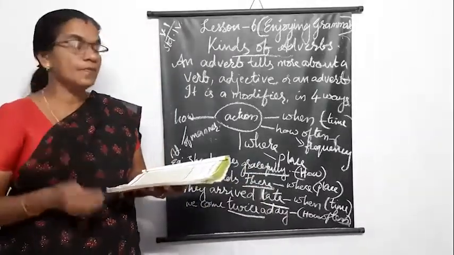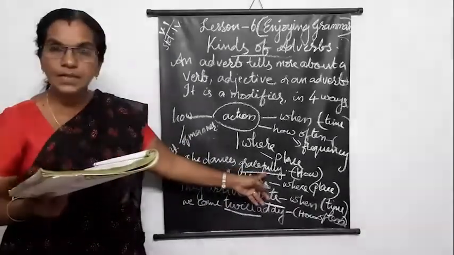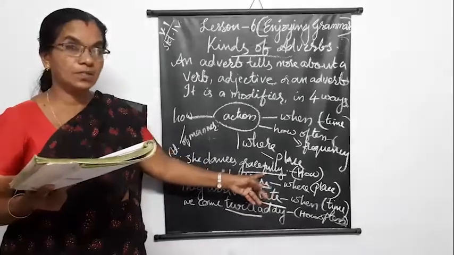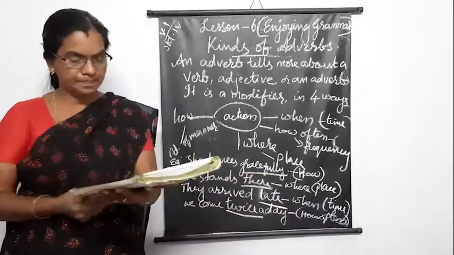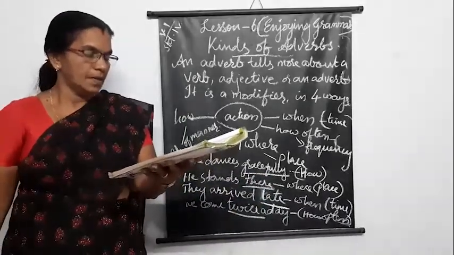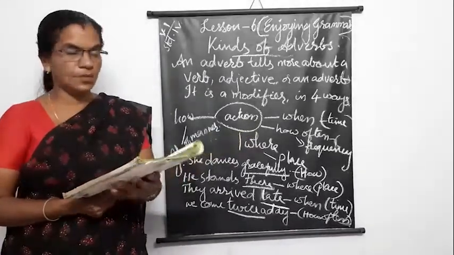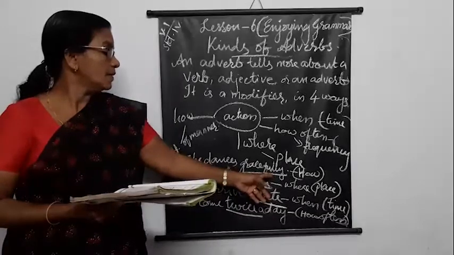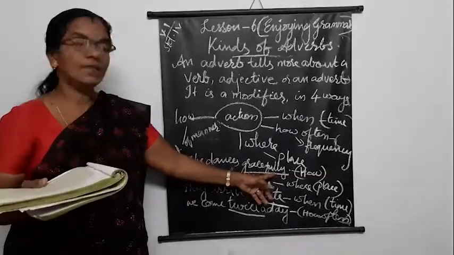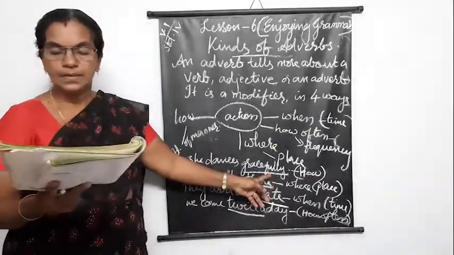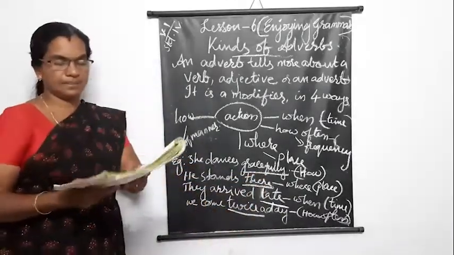To say shortly, we can recognize the word easily. There will be ly with the adverb. So that is the adverb of manner. Most adverbs of manner are formed by adding ly to the adjectives. I told you, the word with the suffix ly is the adverb of manner.